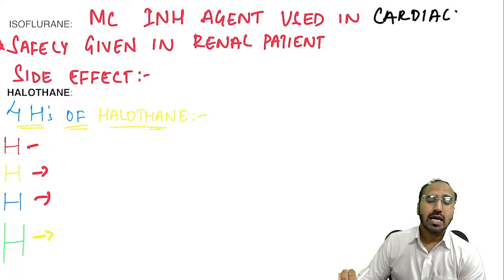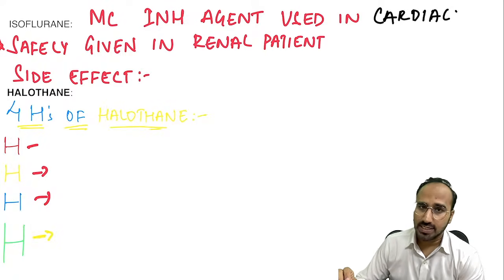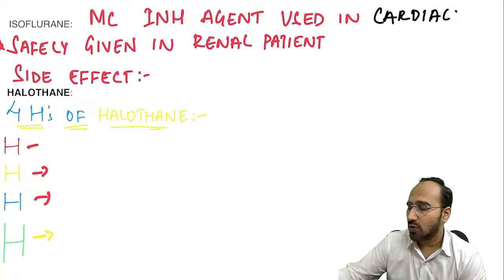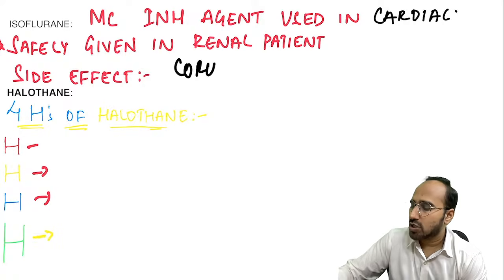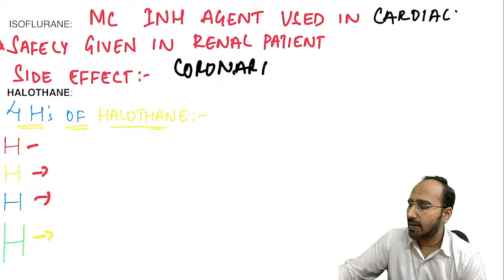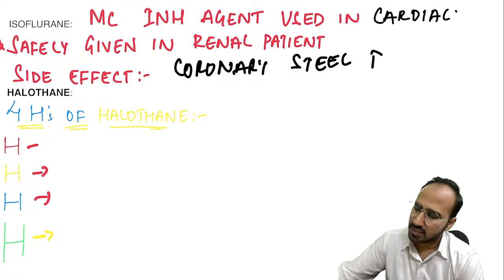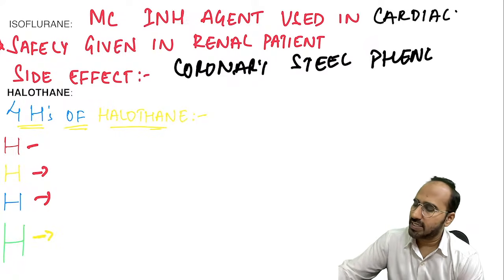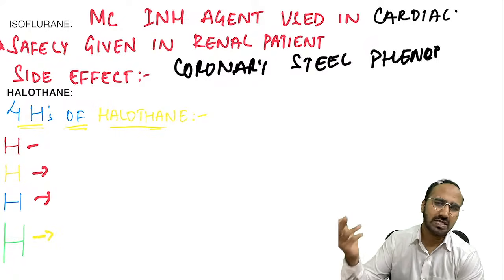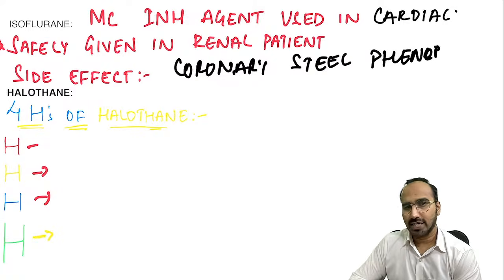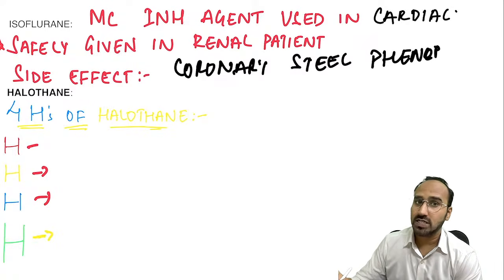Next, isoflurane. Isoflurane is the most common inhalational agent used in cardiac surgery, and it is safely given in renal patients. But the side effect of isoflurane is what? It can cause coronary steal phenomenon, but it causes coronary steal phenomenon only in animal studies. Coronary steal phenomenon means stealing blood from the good coronary and giving it to the bad coronary artery. Okay? That is the coronary reverse Robin Hood phenomenon.